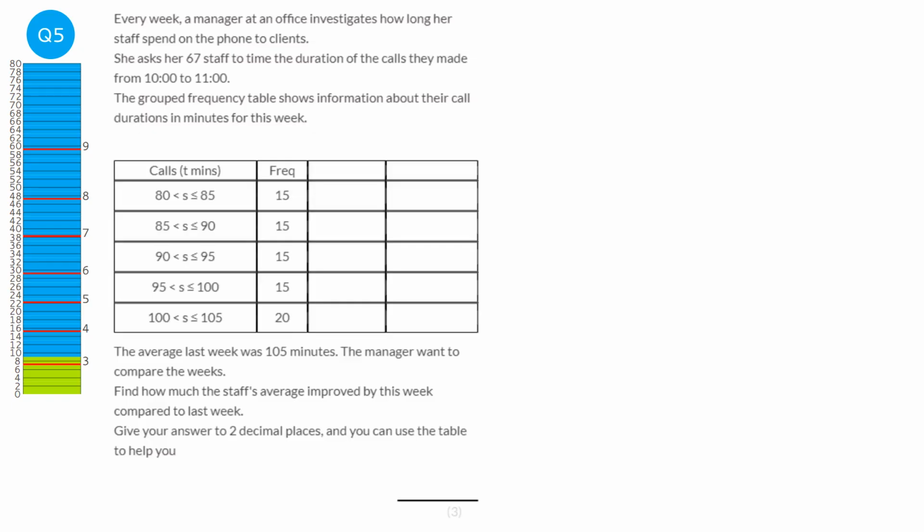So to start off doing that, we're going to work out the midpoint of each group. So we've got 80 to 85, and to find the midpoint you add the 80 and the 85 together, then you divide by 2. So this will be 82.5, then 87.5, then 92.5, then 97.5, and then finally 100 plus 105 divided by 2 is 102.5.